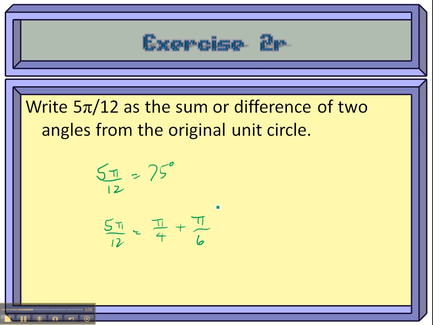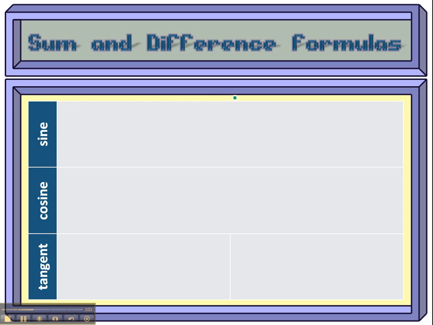Okay, the whole point of that was we're going to use these sum and difference formulas so that we can find the exact trig values of those angles. So I broke this down into sine, cosine, and tangent because I want you to look at these separately so you can see what patterns you notice about them on the formulas.